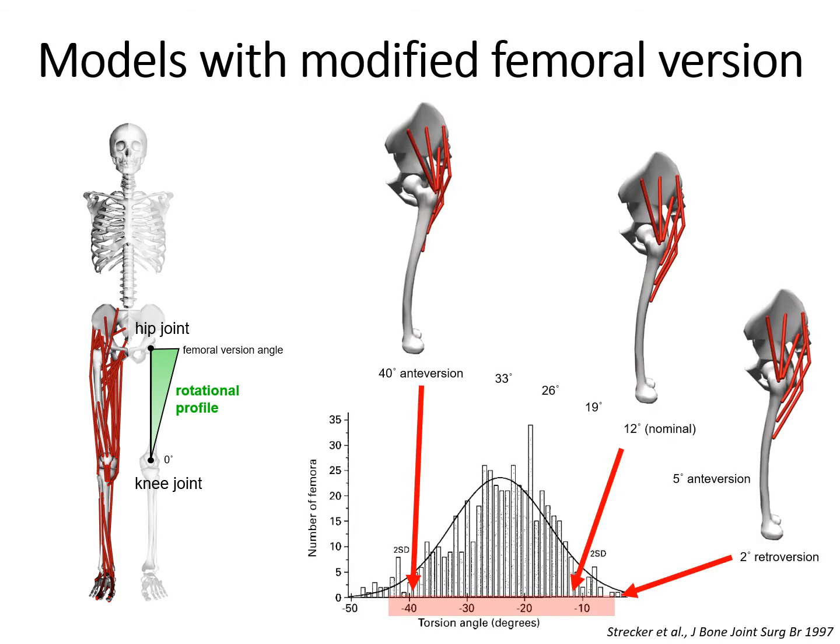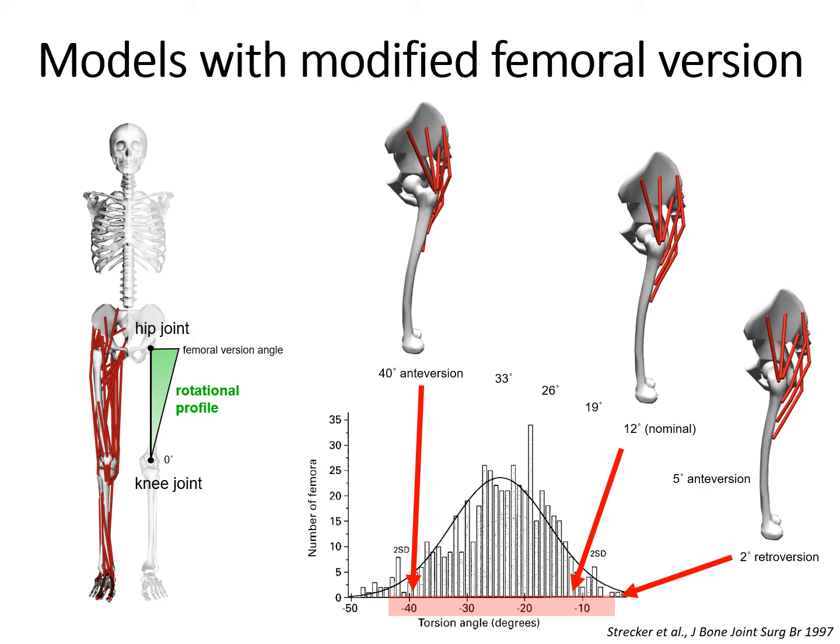Using the bone deformation tool, we produced 6 modified models from the nominal model, with femoral version angle spanning from 2 degrees retroversion to 40 degrees anteversion, with a step of 7 degrees. This range was chosen following the report of femoral torsion angles available in Streiker et al. The femur of the nominal model was analyzed in NMS Builder and its anteversion angle estimated at 12 degrees.